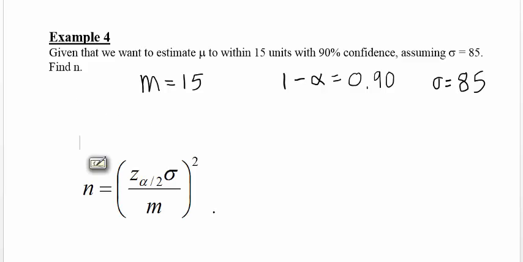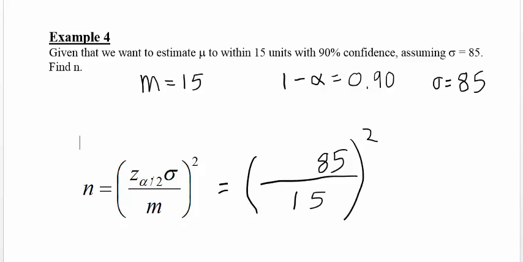Find n. Here I copied the formula from above just so I can start plugging in the pieces that I do have. I have my sigma of 85, m is 15. I need to find this z alpha over 2. I know that alpha is 0.1. Therefore, alpha over 2 is 0.05. So I need to find z-score 0.05.